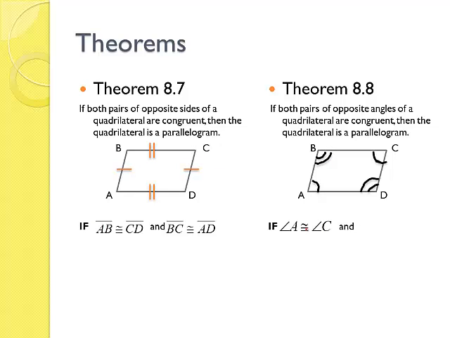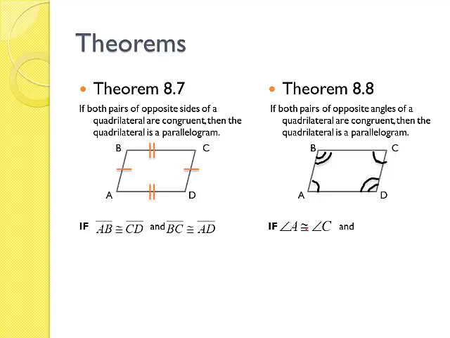In theorem 8.7, if both pairs of opposite sides of a quadrilateral are congruent, then we can conclude that the quadrilateral is a parallelogram. So it basically states that if you know first that the opposite pairs of sides are congruent, we can show that ABCD is a parallelogram. All it's doing is taking the converse, switching the hypothesis and the conclusion of the if-then statement.